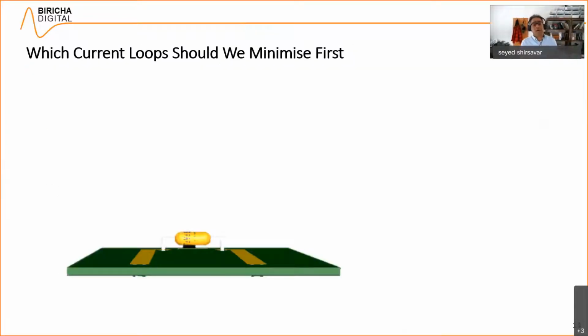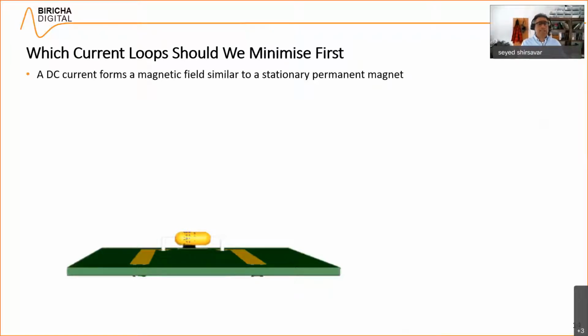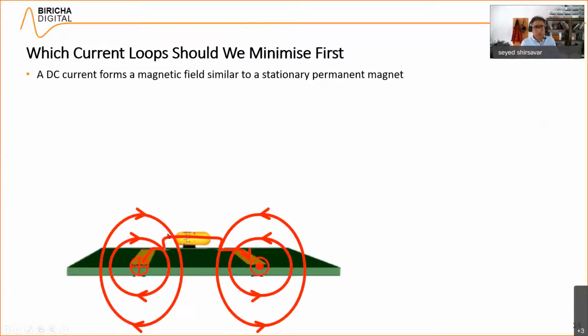Let us look at our PCB one more time. A DC current will form a magnetic field like so. So the current is going in this way, is coming back the other way. These are the magnetic field lines according to the right-hand rule that we discussed. This looks like a permanent magnet.